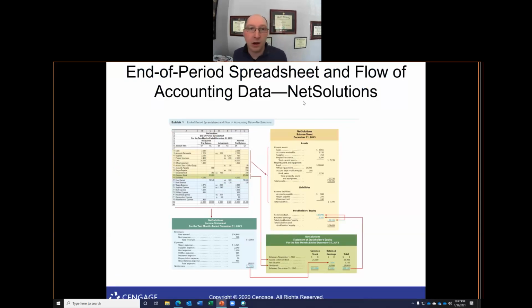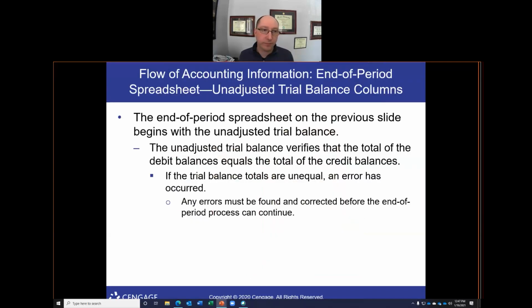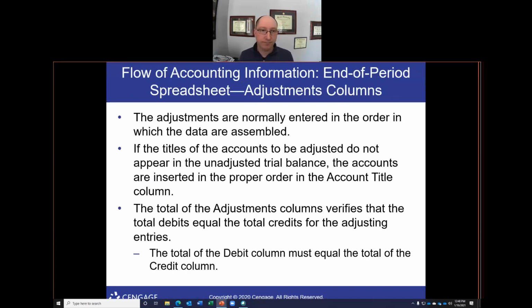At the end of the accounting period, we flow the data. What do we mean by flow the data? We close out our temporary accounts from our income statement. It shows up on our retained earnings statement, which shows up on our balance sheet. And we'll talk more about that. At the end of the accounting period, we go through our unadjusted trial balance and our adjusted trial balance. And that gets us to the end of the accounting cycle.